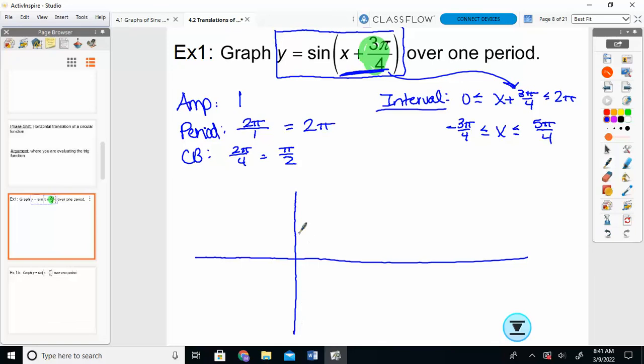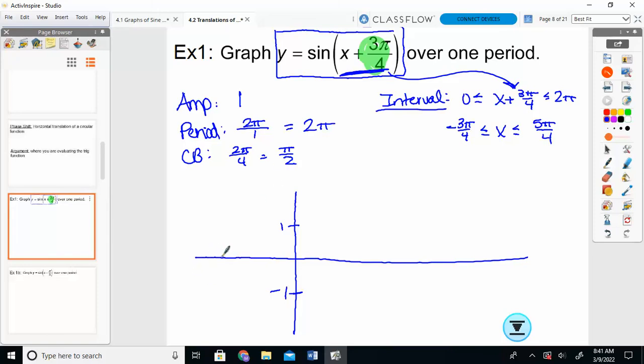Okay, but things are going to change a little bit. My high point is 1 and my low point is -1. But I am not starting my graph at 0 this time. If I look at this, where should my first point be? Negative 3 pi over 4.